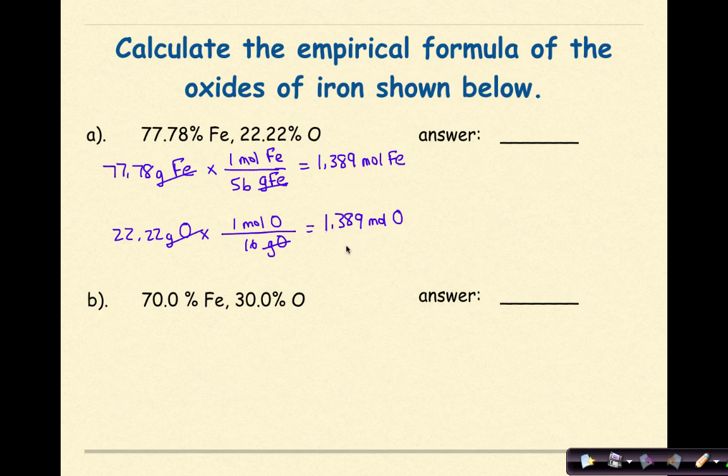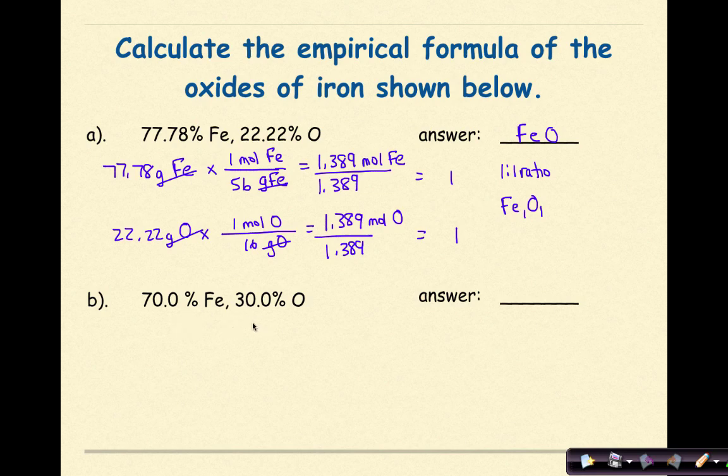Well, that's interesting, because the third step now is to find the smallest number out of these 2 and divide the rest by that number. But hey, look, they're exactly the same. Amazing. So I'm going to divide both of these by 1.389. And look, we get 1 and 1. And these 1s here represent our subscripts. So we are in a 1-to-1 ratio, which means that this would be Fe1O1. And we know that when we write chemical formulas, no positives, no negatives, no 1s. So this is just going to be FeO as our empirical formula.